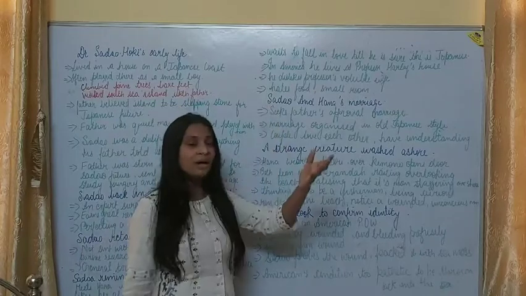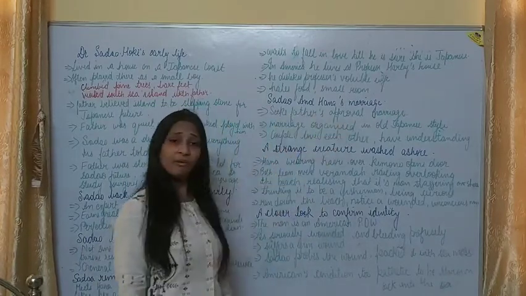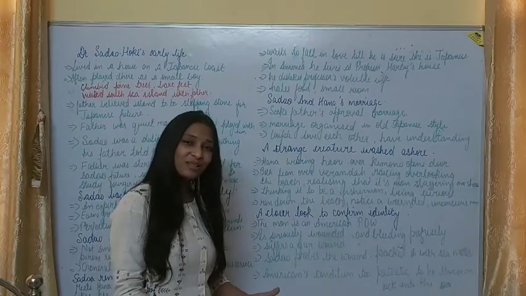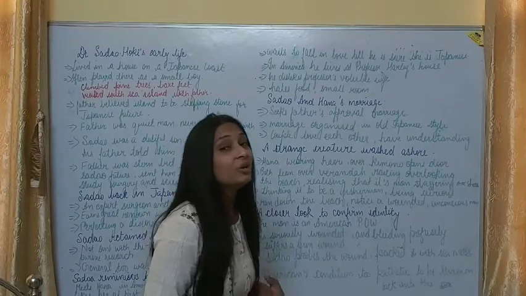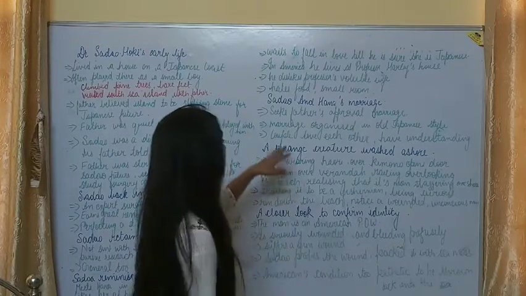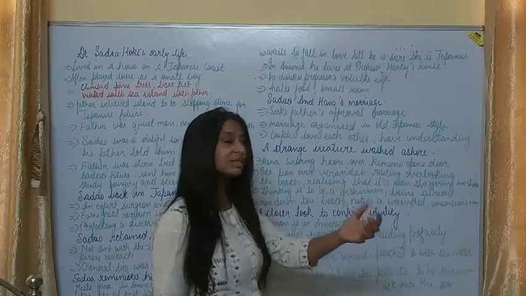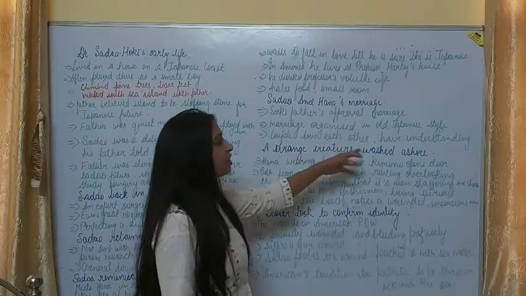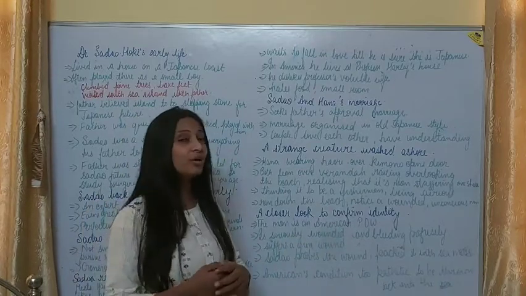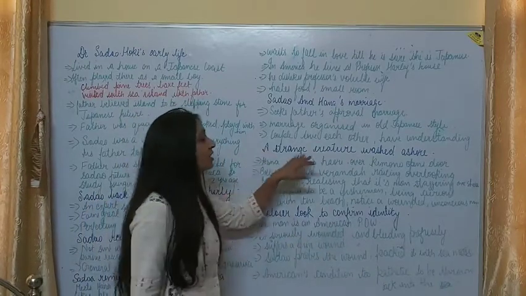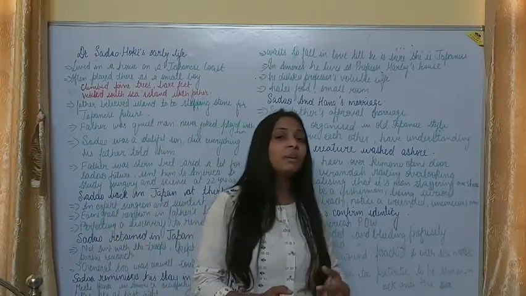Sadao and Hana's marriage: he seeks his father's approval for the marriage. As he was a dutiful son, he knew it was very important to confirm with his father whether he could marry Hana or not. The marriage was organized in the old Japanese, traditional style. The couple love each other and have understanding, right? They loved each other a lot and they had quite good understanding.